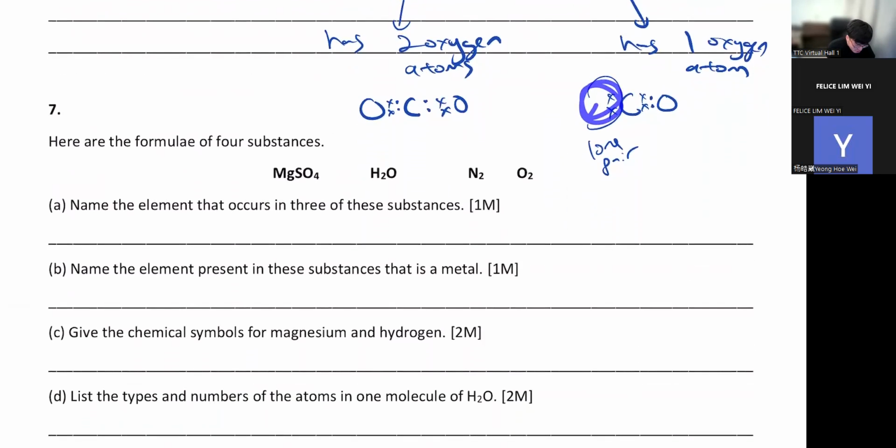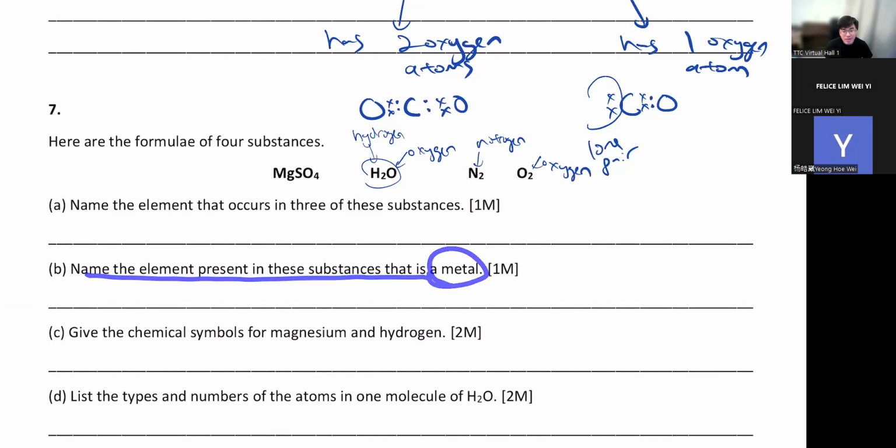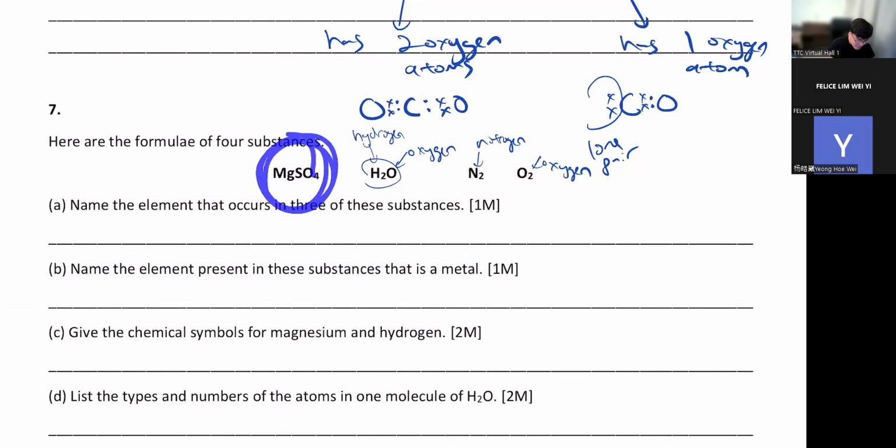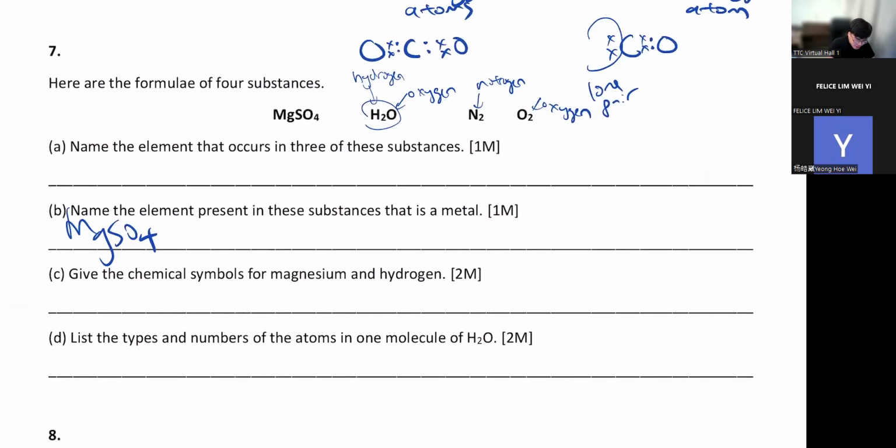Okay, so you have 4 substances here. Name the element that occurs in 3 of these substances. Water has hydrogen and oxygen. N is nitrogen, O is oxygen. Name the element present in this substance that is a metal. So what's a metal? Like I said, anything with im is the metal. So your magnesium here is your metal. The chemical symbol for magnesium and hydrogen: magnesium is Mg, hydrogen is H.